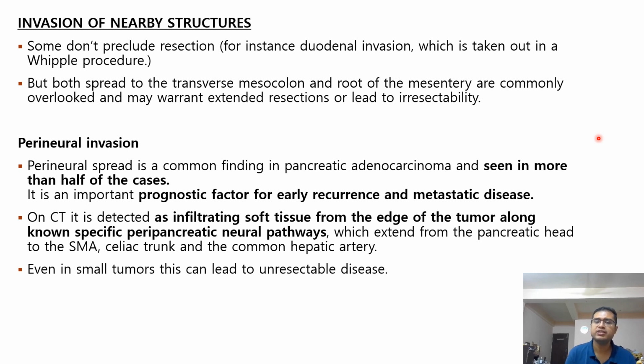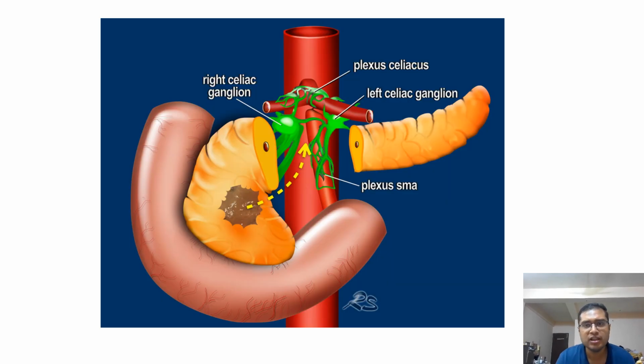Even small tumors can show perineural invasion and lead to unresectability. So this is a very important thing that we should assess and put in our reports, which we commonly miss. So these are the neural pathways, the celiac plexus as well as the celiac ganglion and the nerves along the SMA. And the pancreatic head carcinoma can easily infiltrate along these paths and cause perineural invasion, which we should mention in our reports.